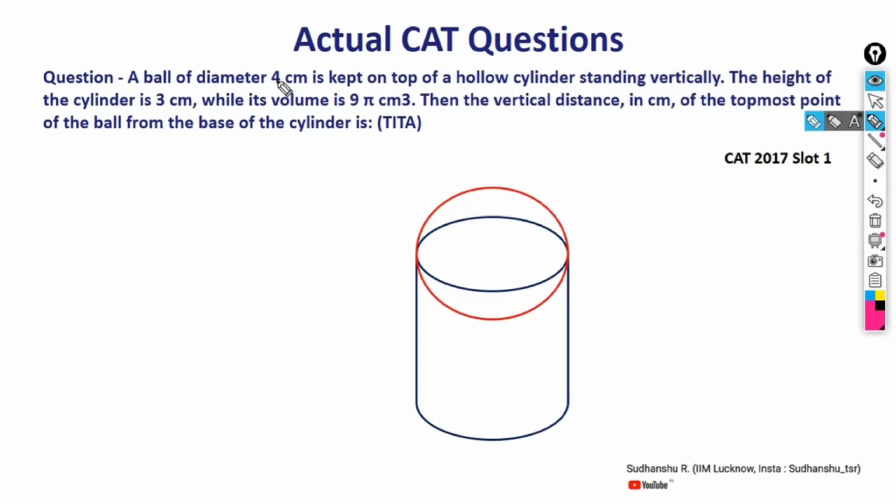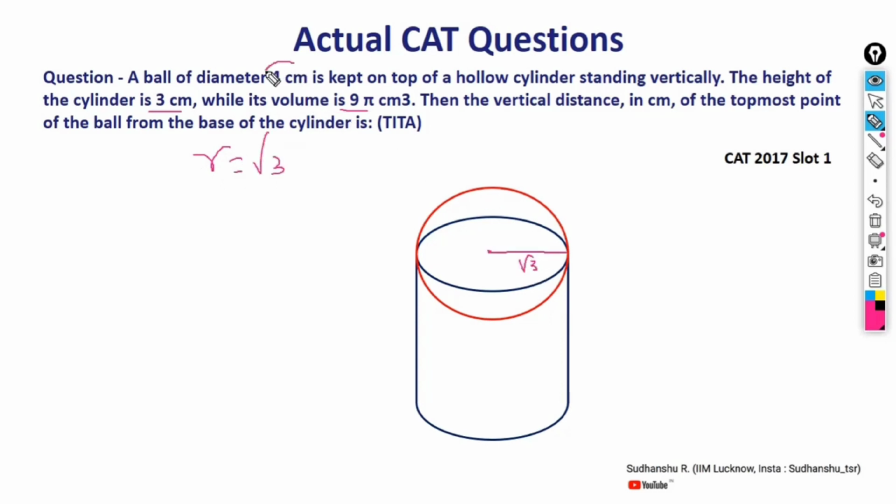A ball of diameter 4 cm is kept on the top of a hollow cylinder standing vertically. The height of the cylinder is 3 cm, volume is 9 pi. So pi r square h. So pi r square h is 9 pi and h is 3. So r square is equal to 3. So radius is equal to root 3. Radius of the cylinder is root 3.